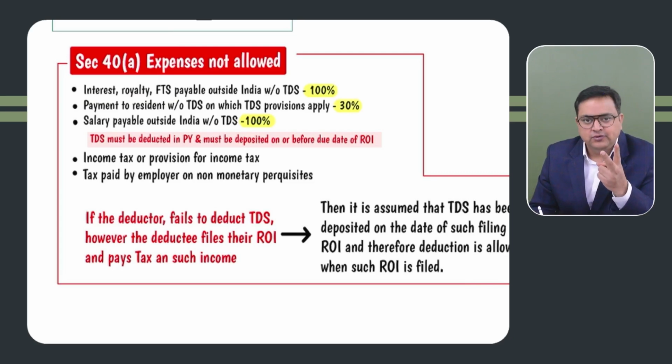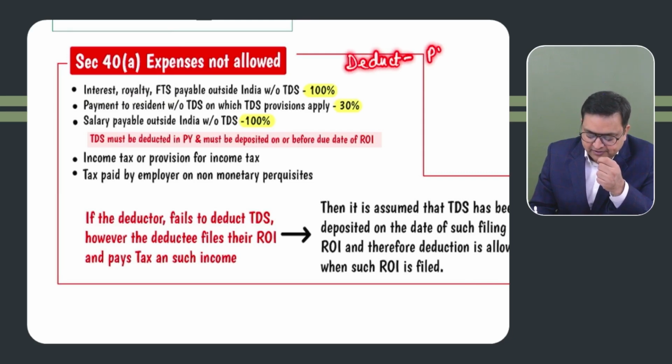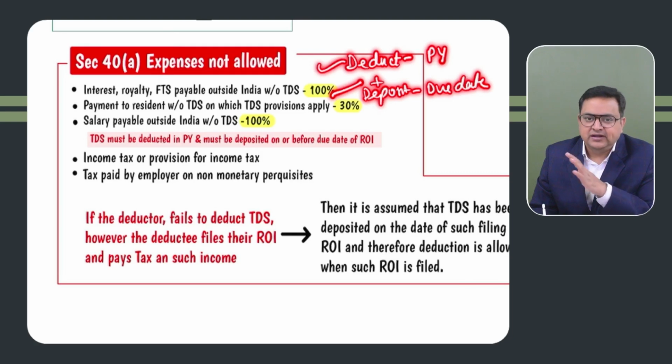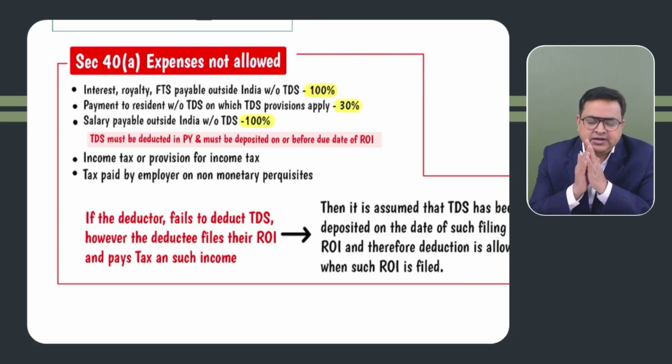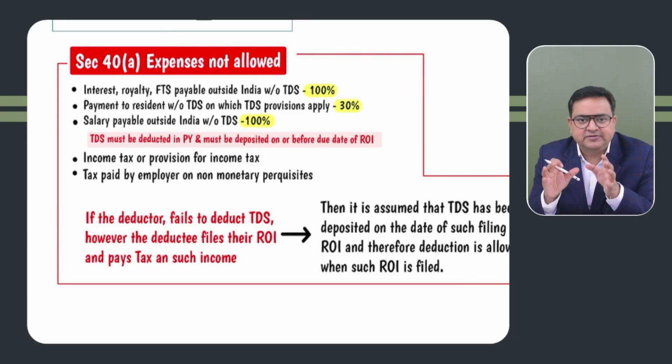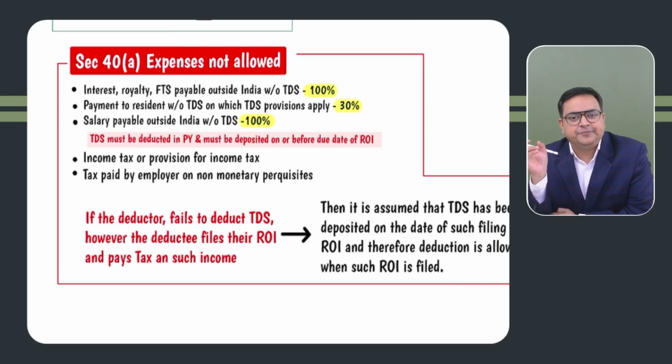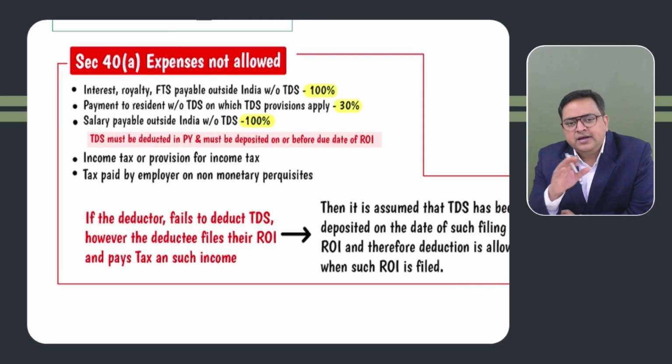So you have two responsibilities. First, deduct the TDS during the previous year, plus deposit the TDS up to the due date of ROI. If both these conditions are met, then it is allowed. Otherwise, 100% is disallowed in this year. In this year, it will be 100% disallowed if it is outside India, right? And it will be allowed further whenever the TDS is deposited to the government. It will be allowed in that year. But in this year, we are going to disallow 100%.